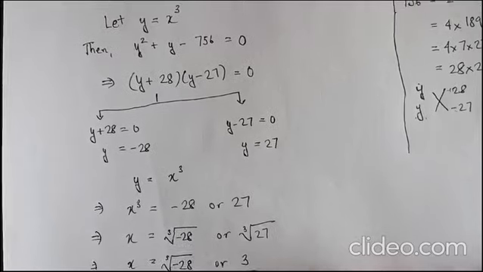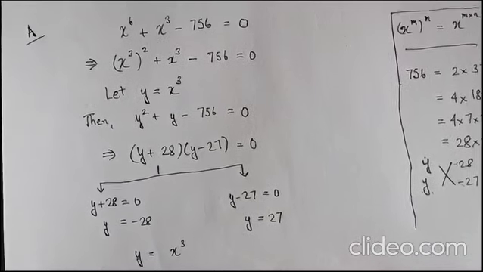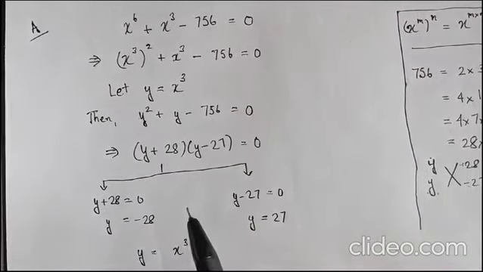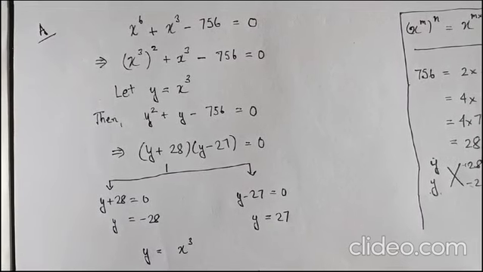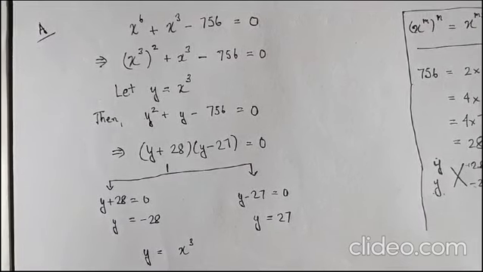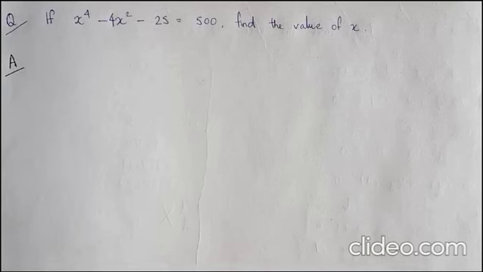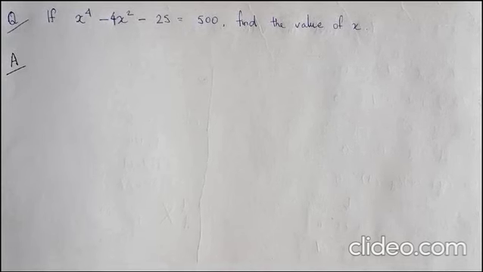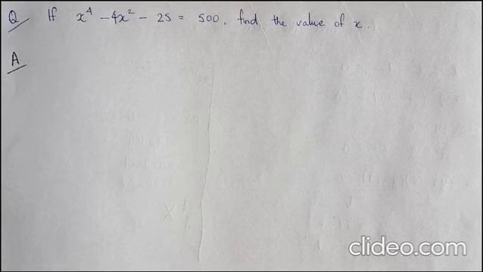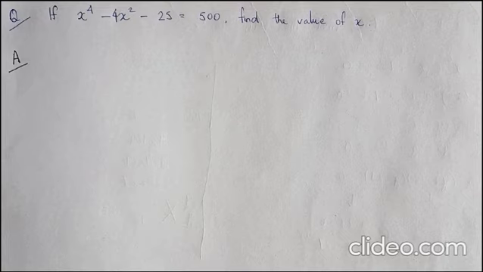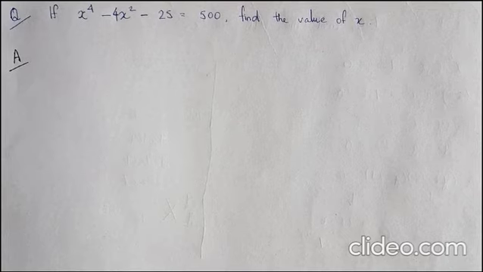Wasn't that awesome to solve a problem that looked so difficult in some easy but very, very fulfilling steps? Moving on to our second problem. Okay, so our second problem is like this. If x to the power of 4 minus 4x squared minus 25 equals 500, find the value of x.